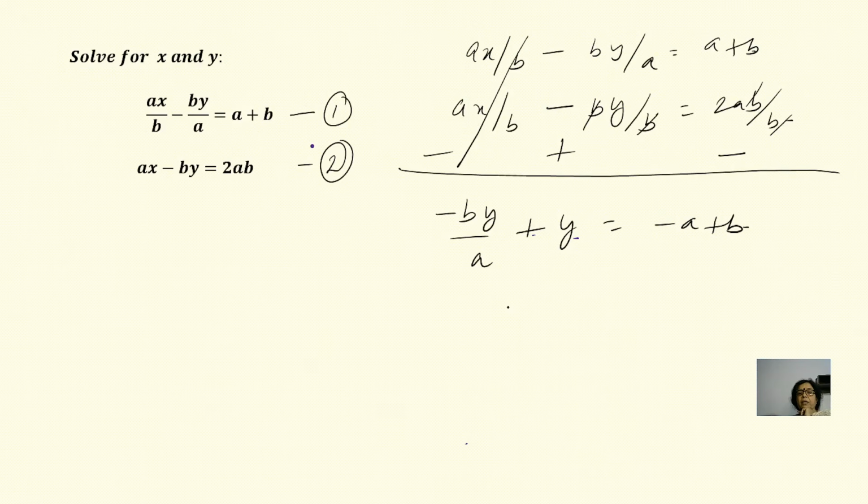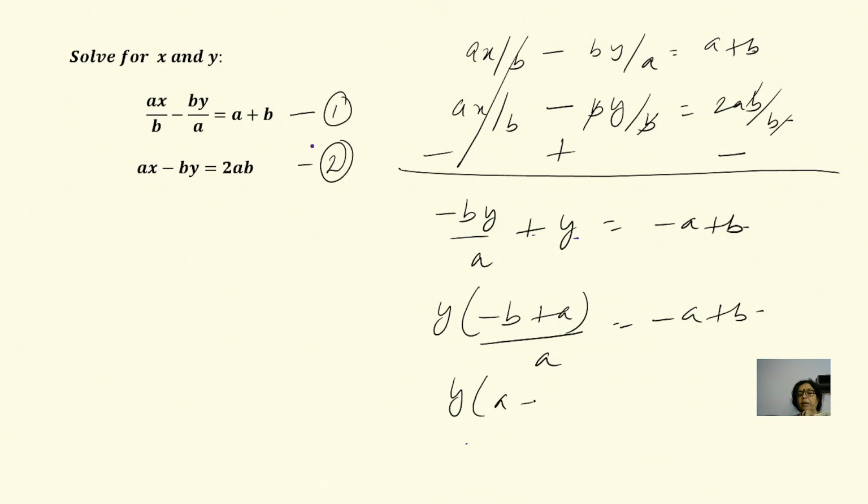So from here, if I take the y common, y is common over here, so I'll get here minus b, take the LCM simultaneously, plus a by a is equal to minus a plus b. So here I can rewrite this as y into (a minus b) by a is equal to minus common a minus b. So this (a minus b) gets cancelled, y is equal to minus a.